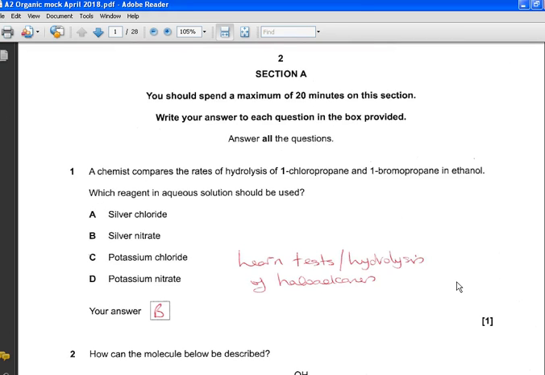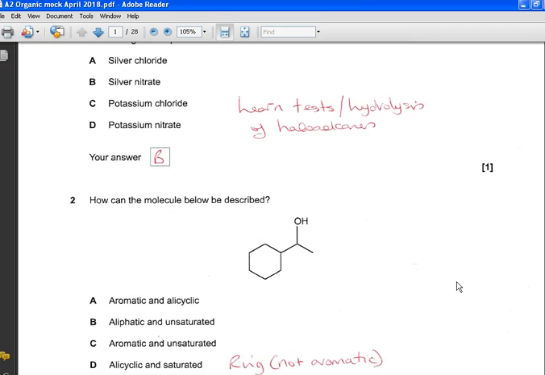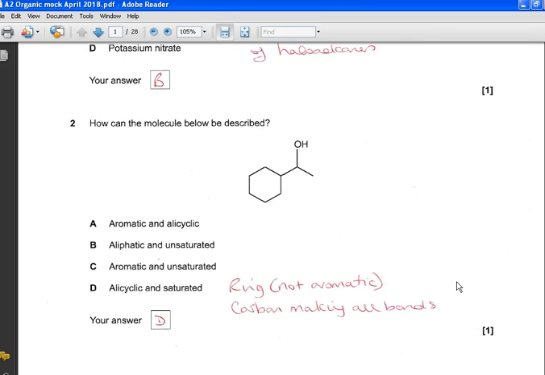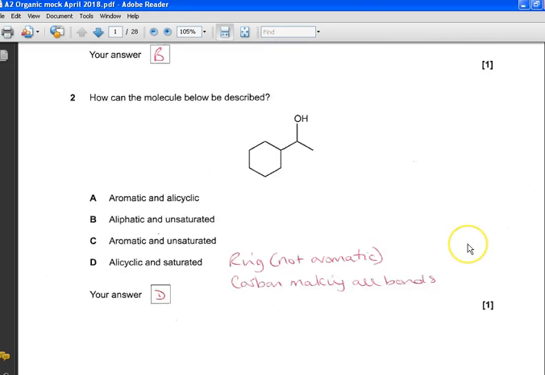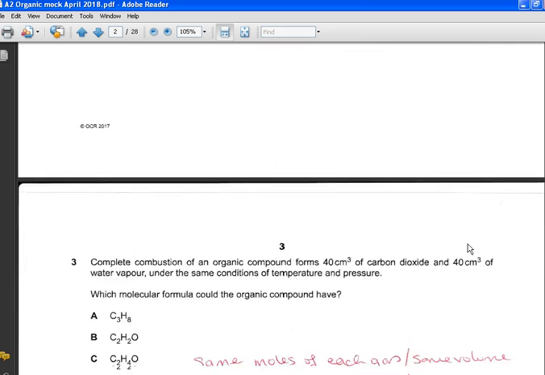Question 1 here, this is something you need to learn. You did this at AS. You just need to learn the test and know what the reagents are. How can this molecule be described? Some of you obviously identified this as aromatic, which it isn't because there's no ring in the middle. So it is a ring, but it's alicyclic, and it's also saturated because carbon is making all the bonds.